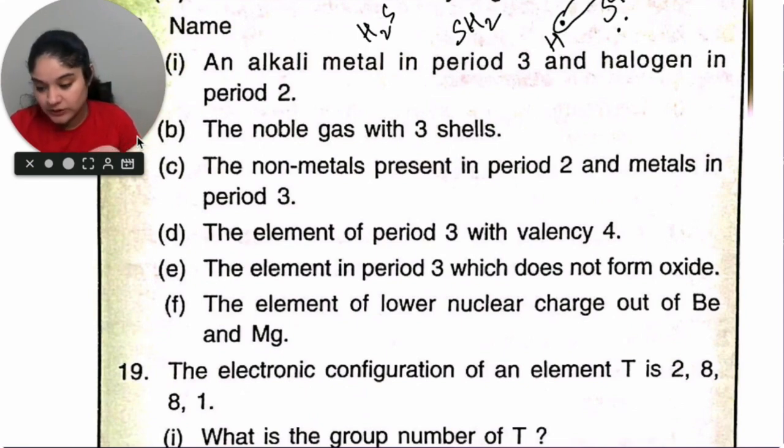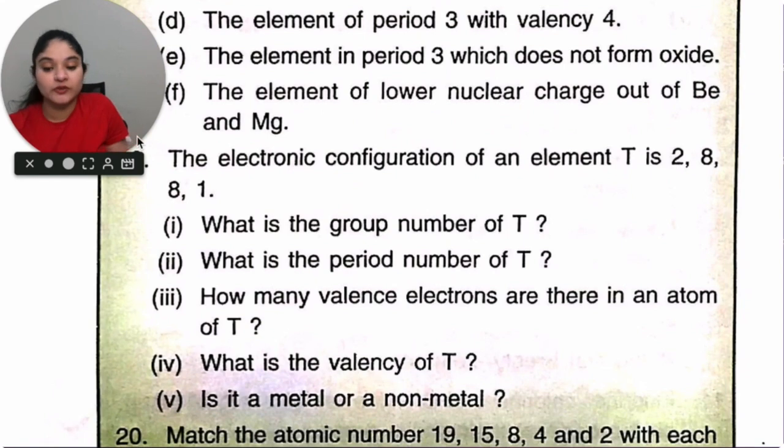Now the next question is, the electronic configuration of an element T is 2, 8, 8, 1. What is the group number of T? Since it has 1 valence electron, the group number will be 1. What is the period number of T? You can count the shells: 1, 2, 3, 4. It will be in the 4th period.